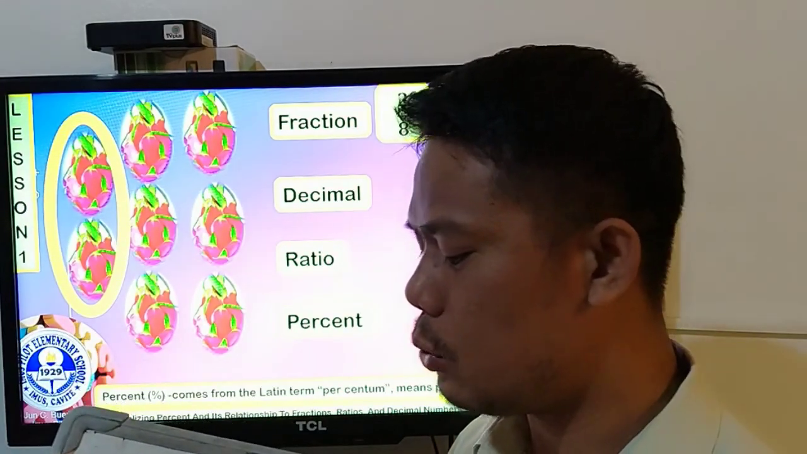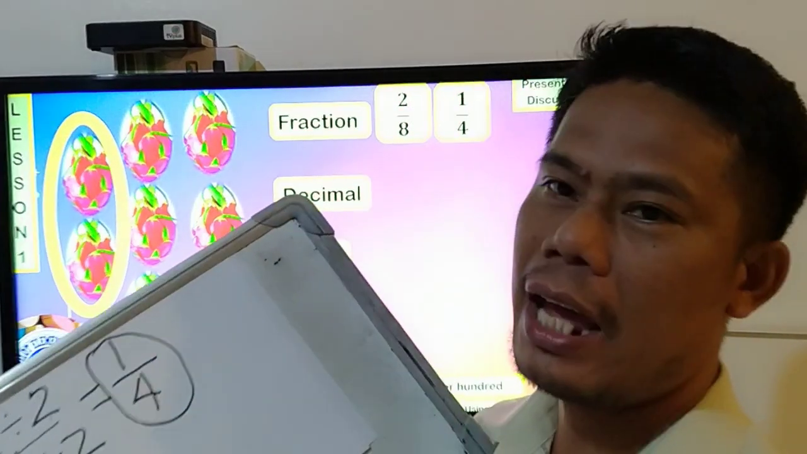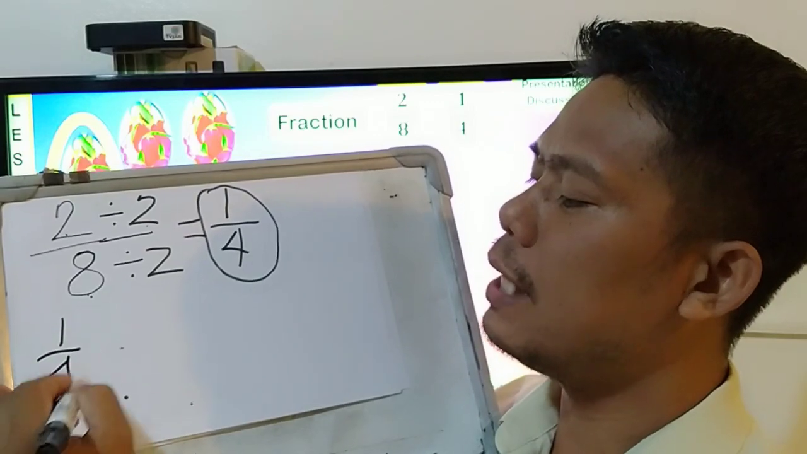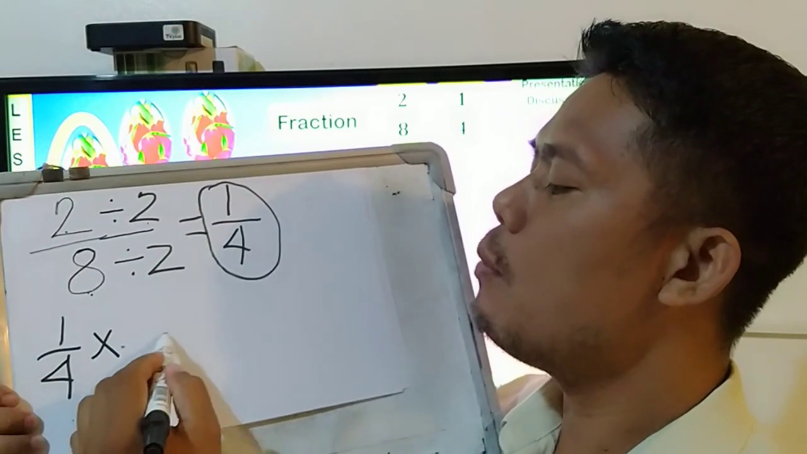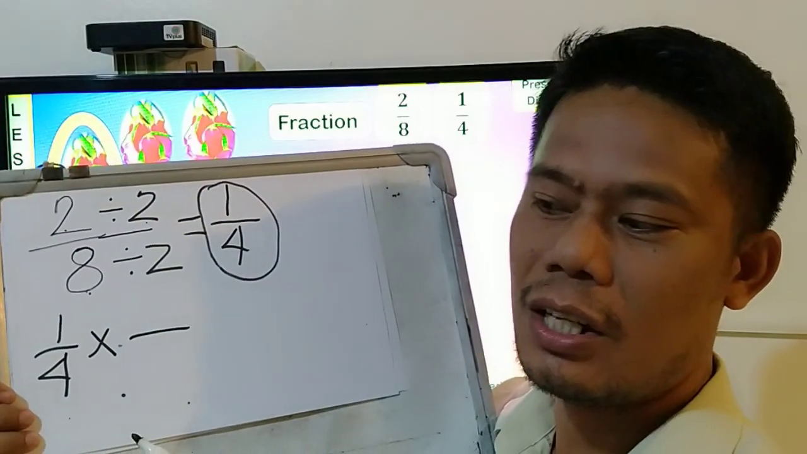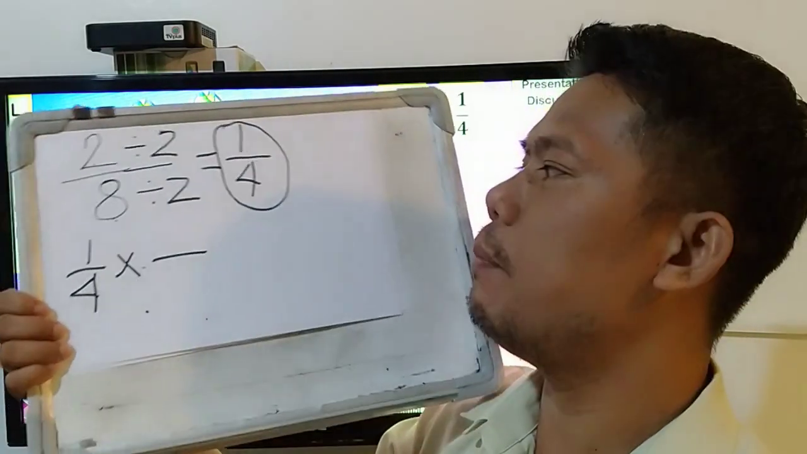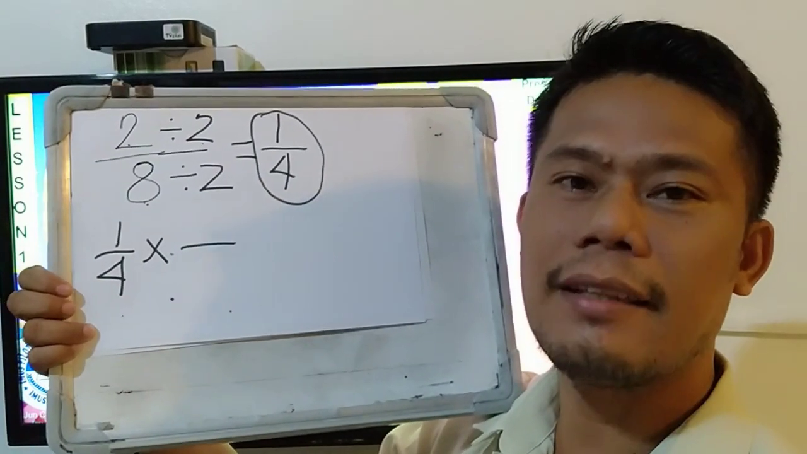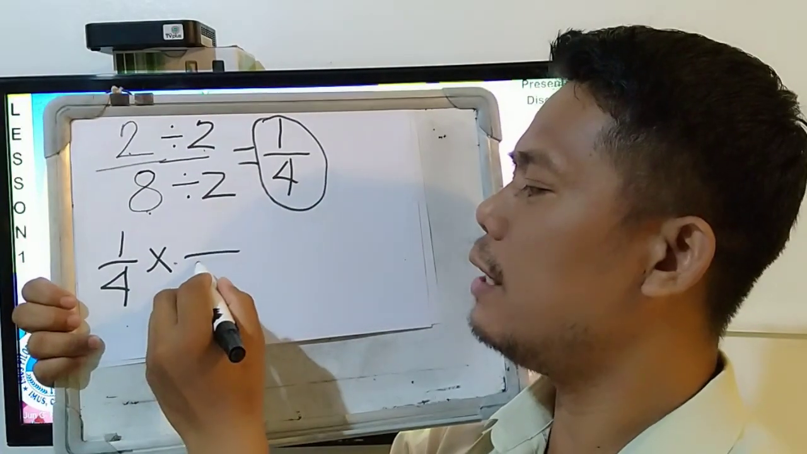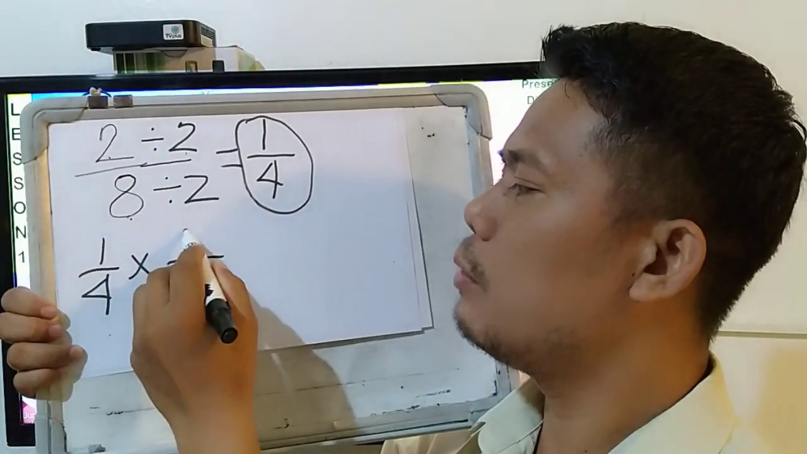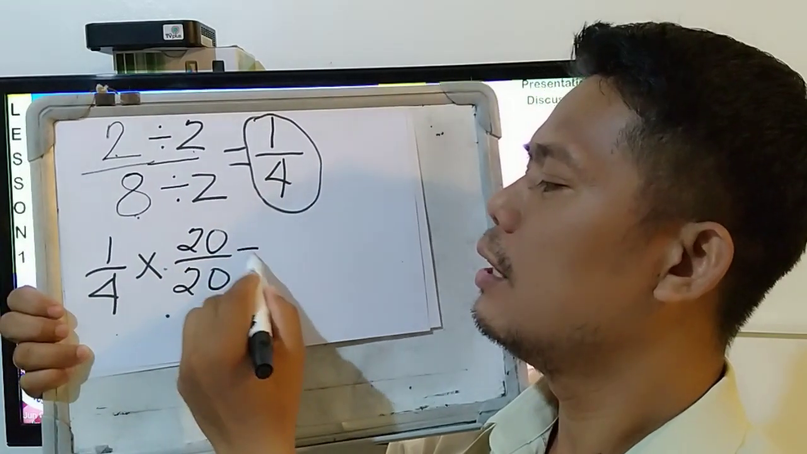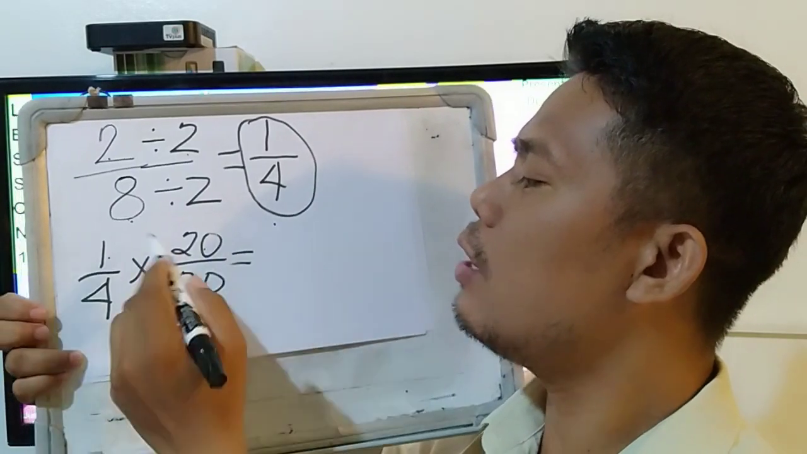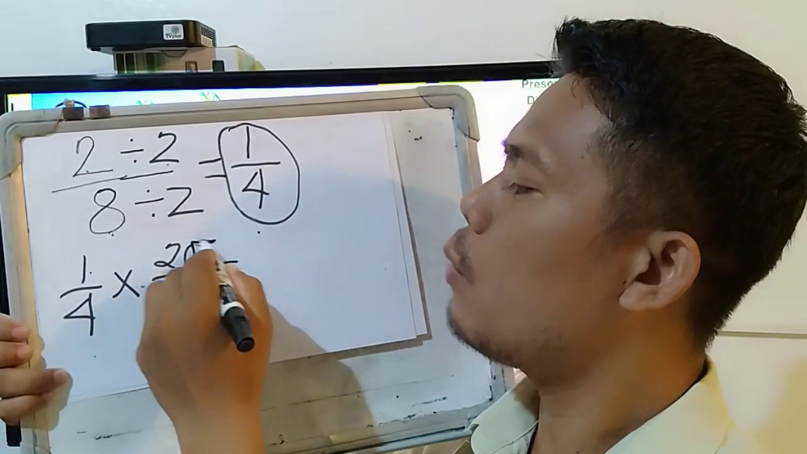So how do we change that into a decimal number? Again, we're going to look at the number that can be multiplied by the denominator to become 100. So what number are we going to multiply by 4 so that the answer is 100? Alright, we have 25. So we are going to multiply also 25, the numerator.